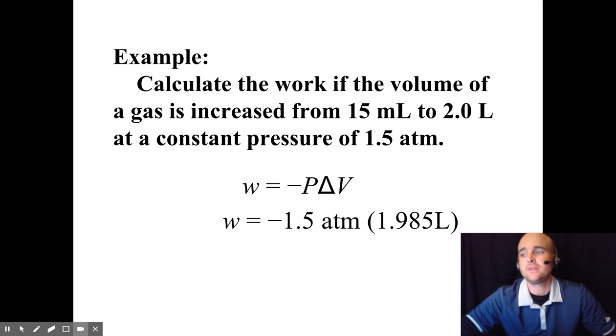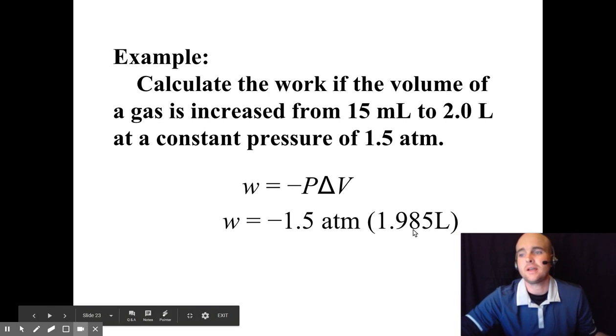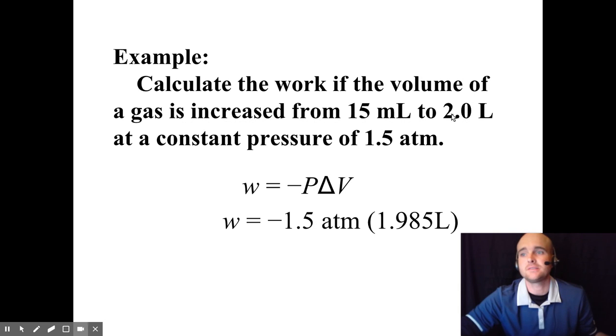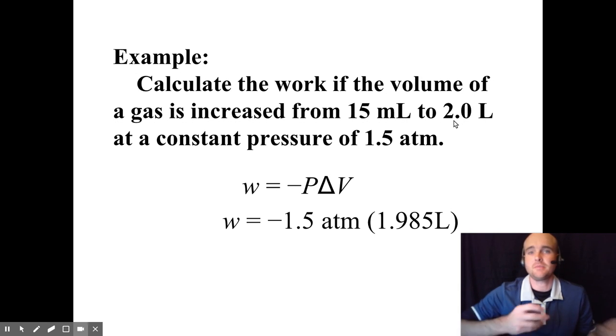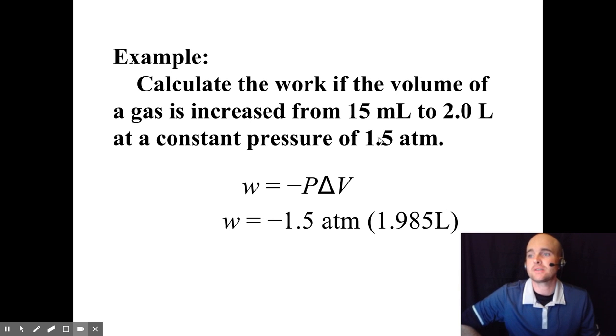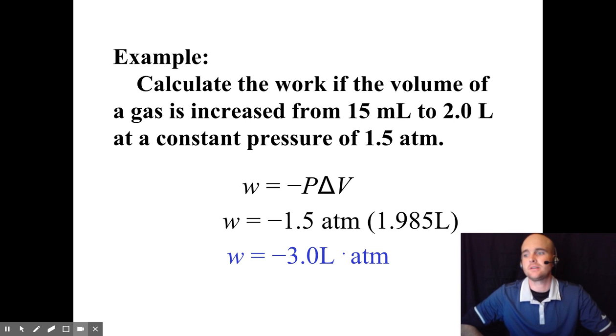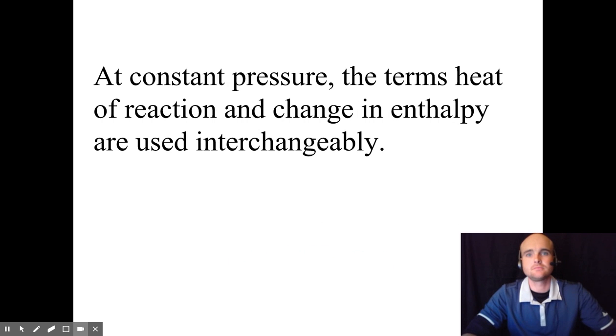So your delta V is going to be 1.985. That's because I had to convert milliliters to liters and then subtract the two of them and find the difference. That's going to be my change in volume. My pressure is constant at 1.5 atmospheres, so when I dump that in the calculator, I get negative 3.0 liters times atmospheres.